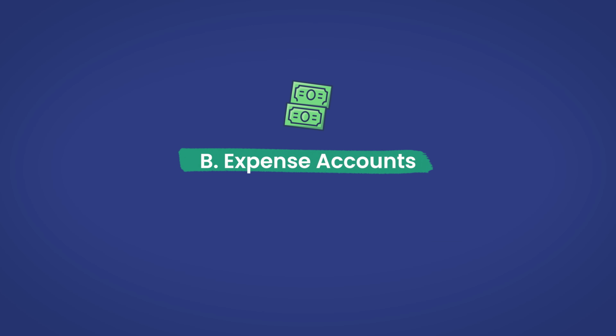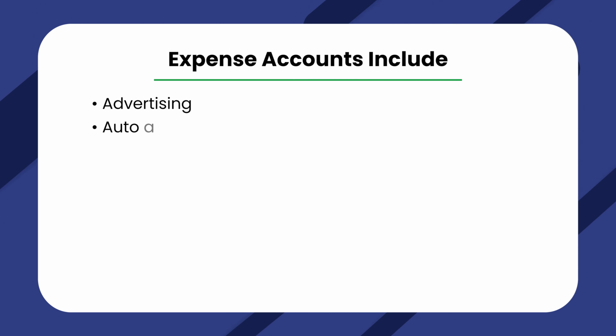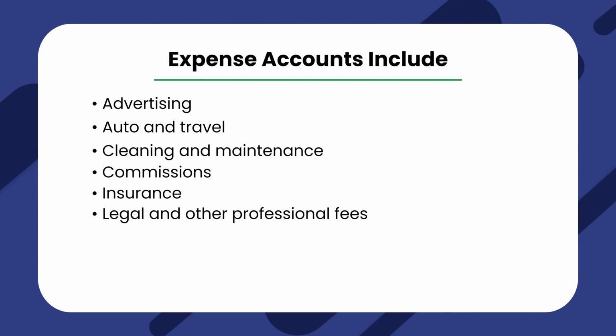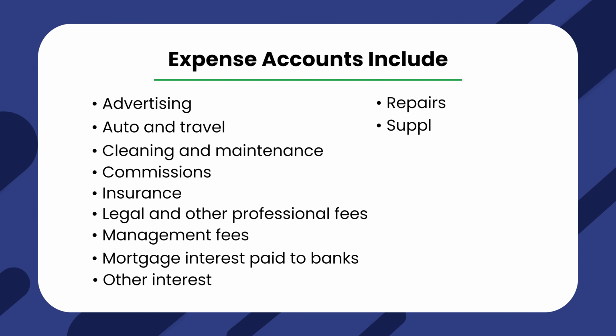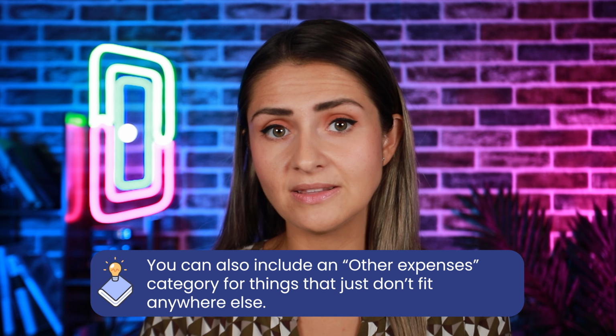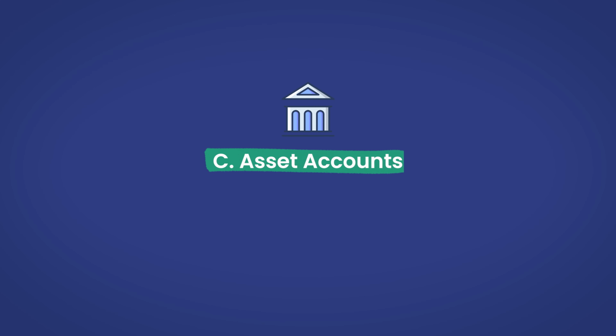B. Expense accounts. Your expense accounts are relatively easy to set up as they'll most likely be similar or identical to the 15 expense accounts listed on Form 1040. That includes advertising, auto and travel, cleaning and maintenance, commissions, insurance, legal and other professional fees, management fees, mortgage interest paid to banks, etc. Other interest, repairs, supplies, taxes, utilities, depreciation expense or depletion. You can also include an other expenses category for things that just don't fit anywhere else. However, that can get tricky come tax time as they'll need to be identified somehow for both your accountant and the IRS.